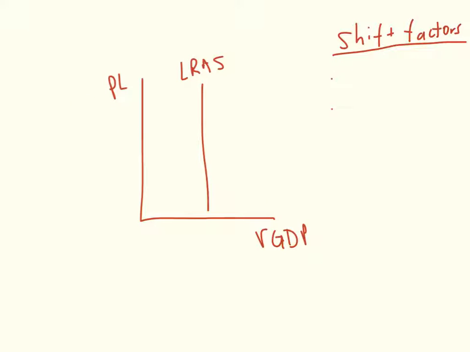So we put LRAS on our macro graph of price level and GDP. Price level has no impact on LRAS, so there's a fixed amount of output. We call that full output, or full employment output, or the natural rate of unemployment output, or potential output. That's our potential. That's how much the American economy can produce at full employment.